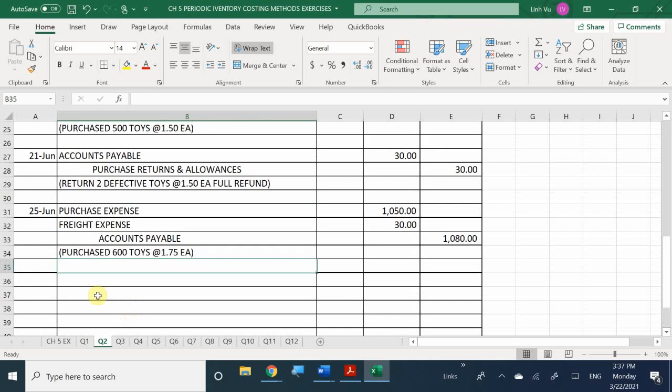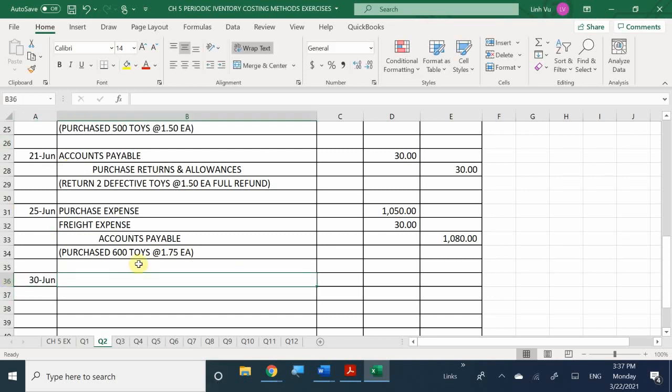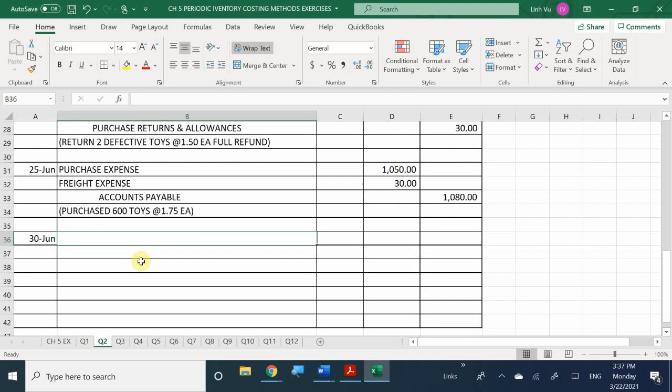So what am I going to recognize first? Inventory. You're going to recognize inventory. Good. Excellent. What else? Cost of goods sold. Good.